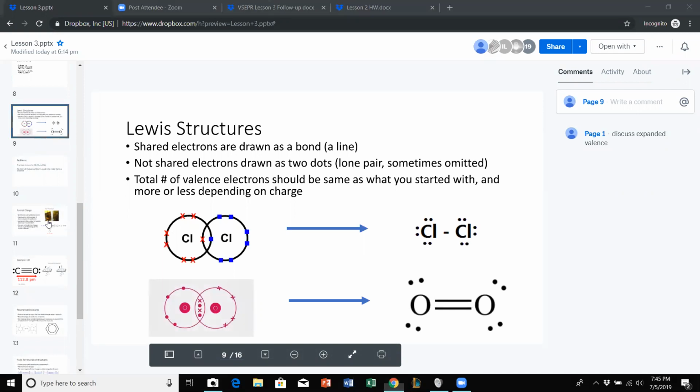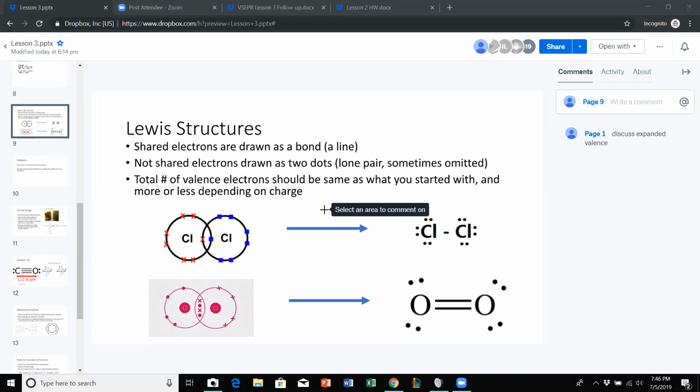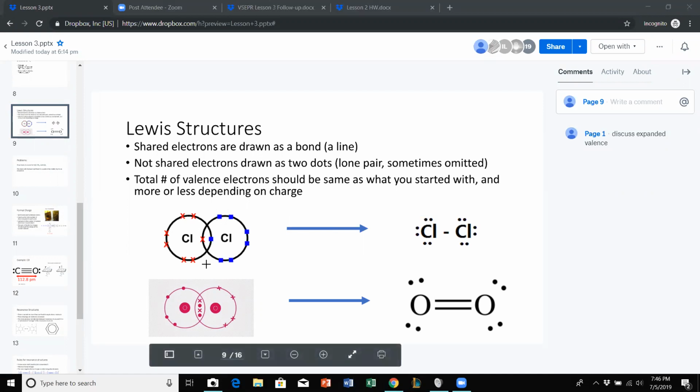So Lewis structures. I already gave you a taste of Lewis structures, but basically, instead of drawing these very clunky diagrams, we represent the shared electrons with a line. So this represents a bond. Each line represents 2 electrons. So can someone tell me how many electrons are in this bond? This oxygen-oxygen double bond?